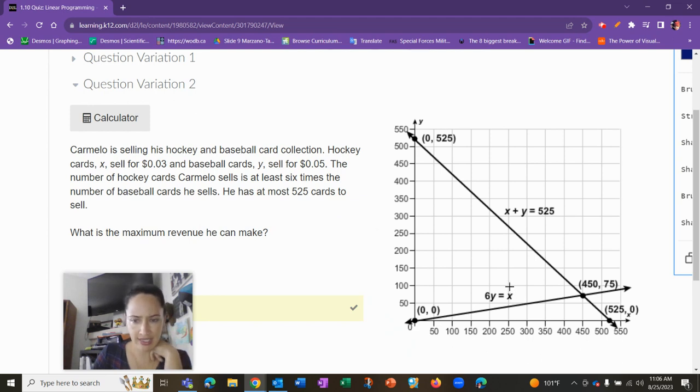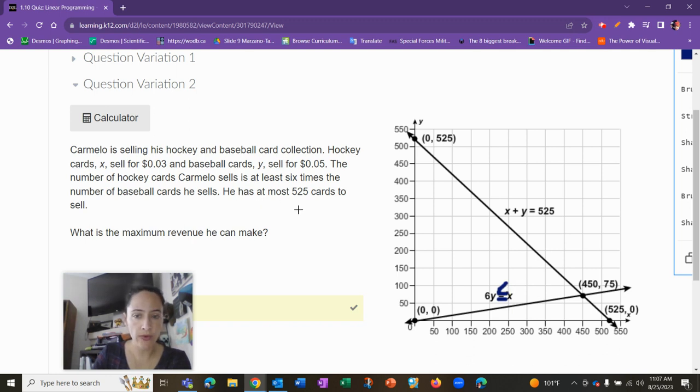Hockey cards: x is at least, so it can be greater. See how I'm putting the large symbol towards the x, right? Because x is what can be greater. So that means he sells at least 6 times the number of baseball cards. So 6 times y will be less than x. See if that makes sense.